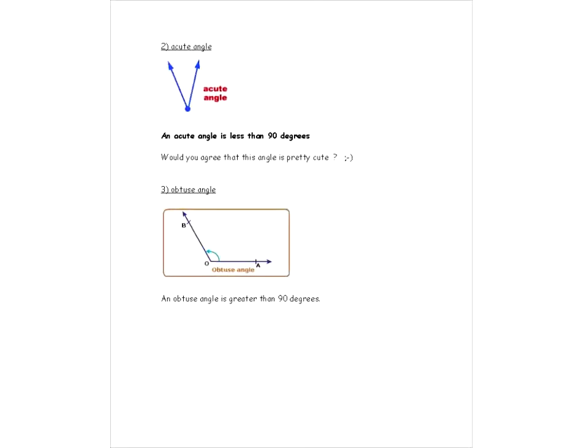All right, so an obtuse angle is an angle which is greater than 90 degrees. Okay, so we've looked at right angles are equal to 90 degrees, acute angles are less than 90, and obtuse are greater than 90.